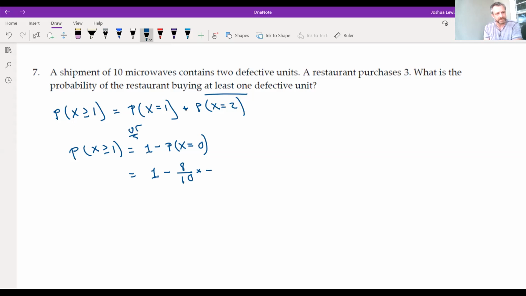Now, he's grabbed a good microwave. How many good ones are left now? 7. How many microwaves are left? 9. And then when he gets down to the third microwave, he will have already taken 2 good ones, which means there are now 6 good ones left and 8 total. And so when you compute this, you get, let's see here.